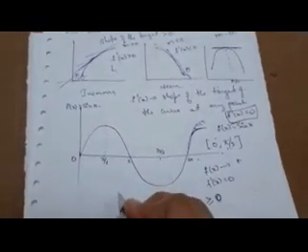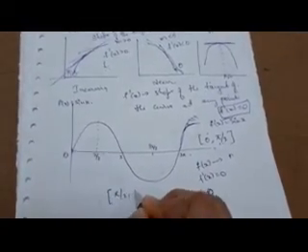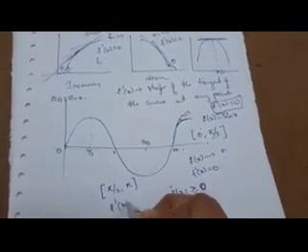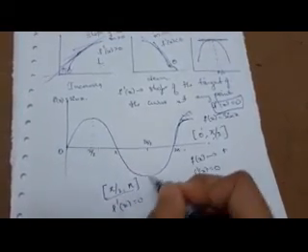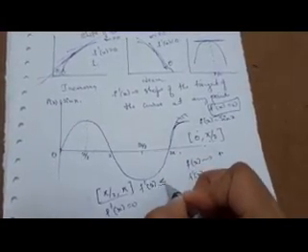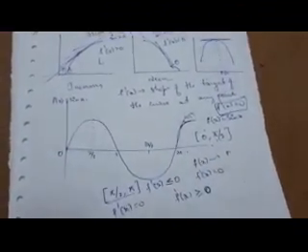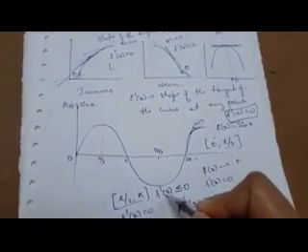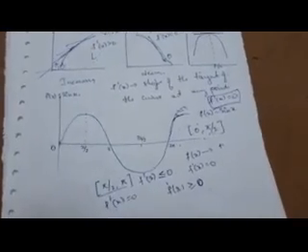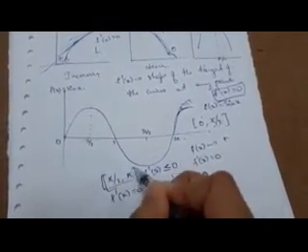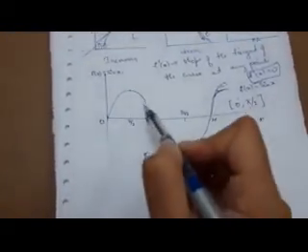Similarly, when I consider the interval pi by 2 to pi, again at pi by 2 our f dash of x is equal to 0. So in the whole interval our f dash of x is less than or equal to 0. So it purely depends on whether f dash of x is greater than or equal to 0 or less than or equal to 0. It purely depends upon how we have considered the interval.